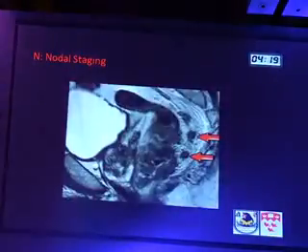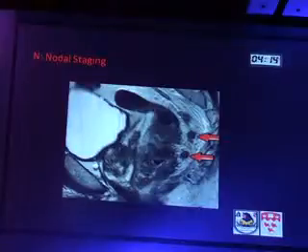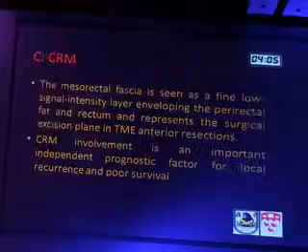This is an example, a T2 weighted image for a lower rectum mass or mid-rectal mass with 2 lymph nodes involved in the perirectal fascia, easily detected. Nowadays we even use diffusion weighted MRI sequences to detect the affected lymph nodes.